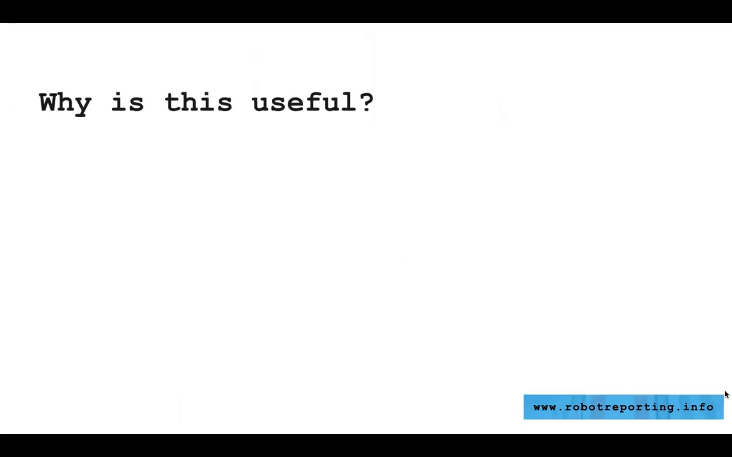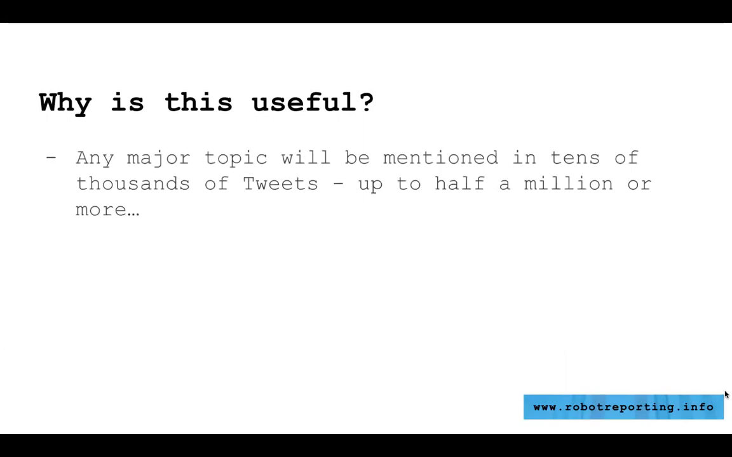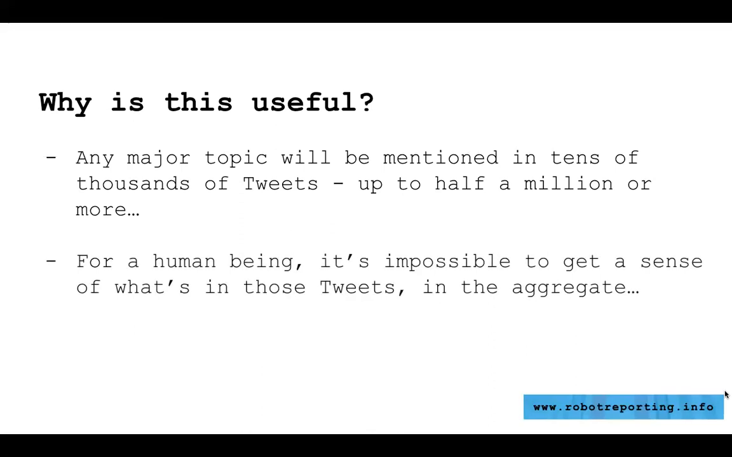Now, why is this useful? Well, for a number of reasons. Any major topic, news related or otherwise, is going to be mentioned in tens of thousands of tweets, if not more, often up to 500,000 tweets. For a human being, it's impossible to get a sense of what's in all of those tweets in the aggregate. However, a robot with its amazing power to do things quickly can do that. Now let's take a peek inside and see how the technology actually works.